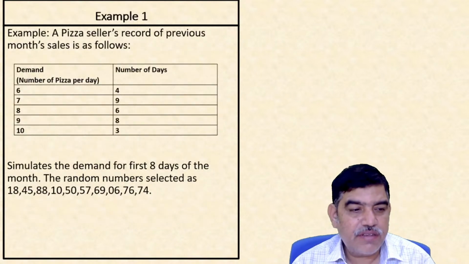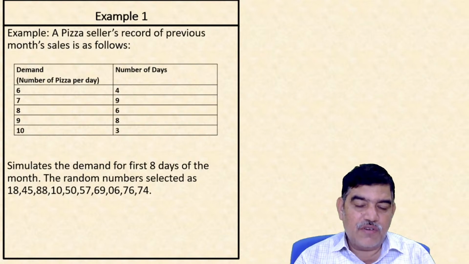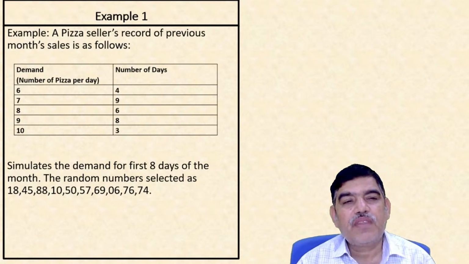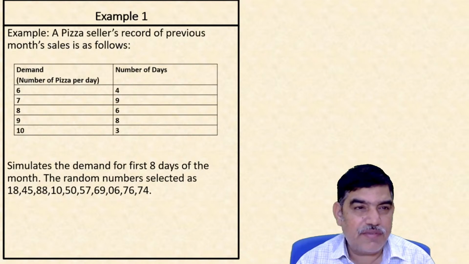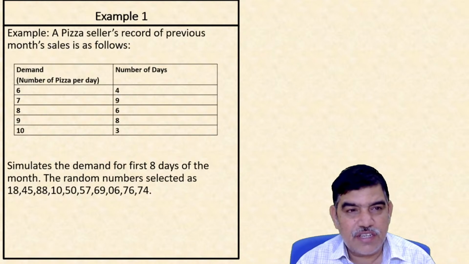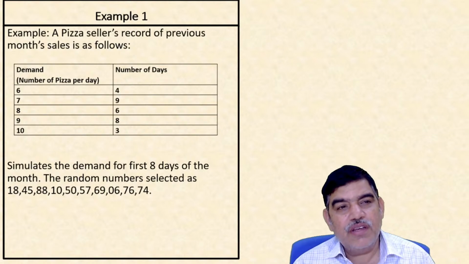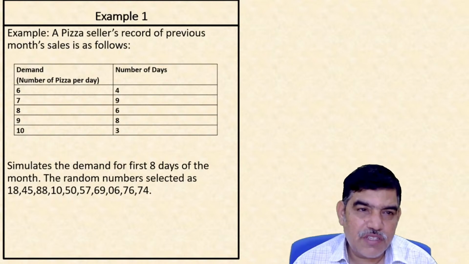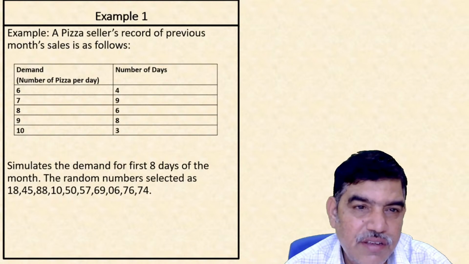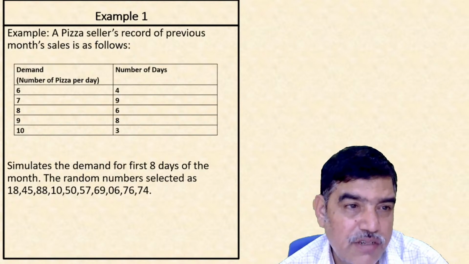Then we discuss an example. As you know, the Monte Carlo simulation method has 6 steps. By using those 6 steps, we can solve an example here. In this example, a pizza seller records the previous month's sales in a tabular format. The data is given. The previous month means past data.